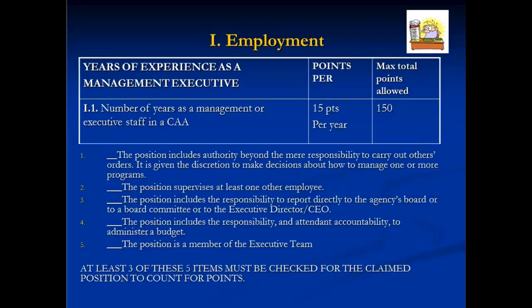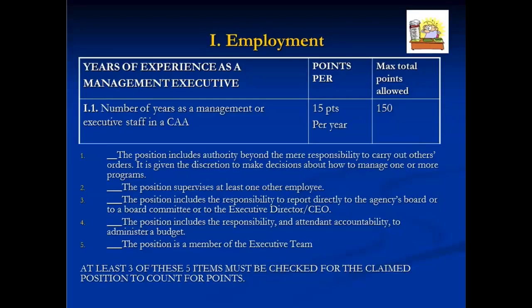items that describe what is considered management or executive staff in a community action agency or association. The position includes authority beyond the mere responsibility to carry out others' orders. You are given the discretion to make decisions. The position supervises at least one other employee. The position includes the responsibility to make reports directly to the board or to the CEO. The position includes accountability, administering a budget, and the position is a member of the executive team. You'll have to check, at least be able to check 3 of those 5 items for each management or executive staff position you claim in your history in community action under 1.1 in employment.